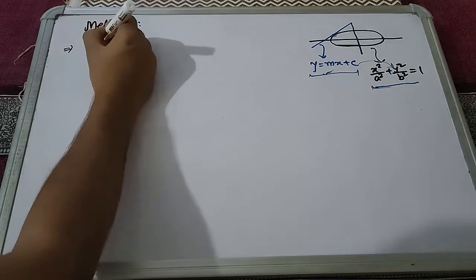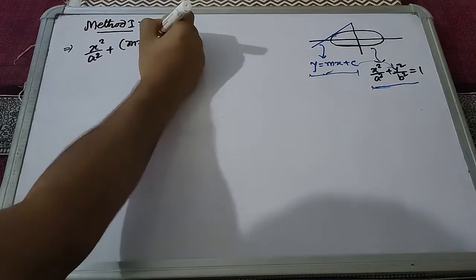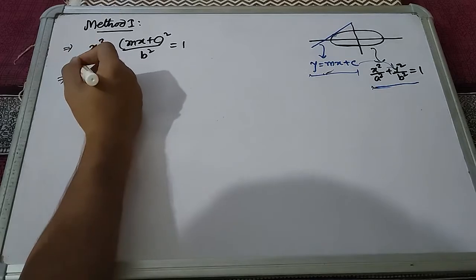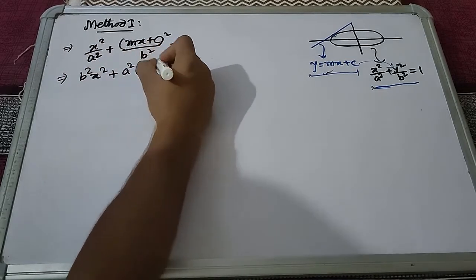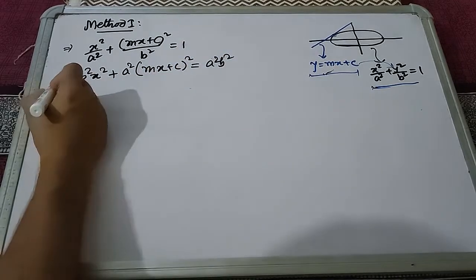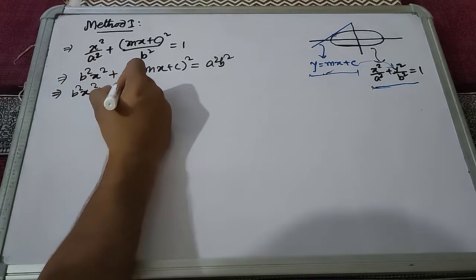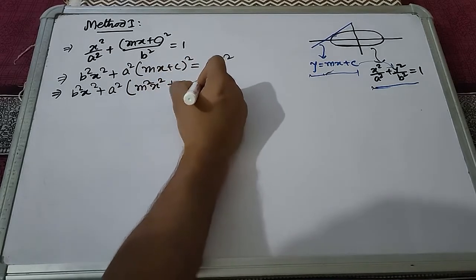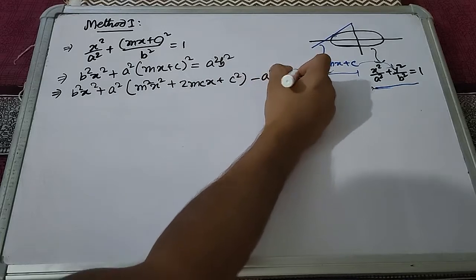So this becomes x square by a square plus mx plus c whole square by b square equals to 1. So this becomes b square x square plus a square into mx plus c whole square equals to a square b square. So this becomes b square x square plus a square into m square x square plus 2mcx plus c square minus a square b square equals to 0.